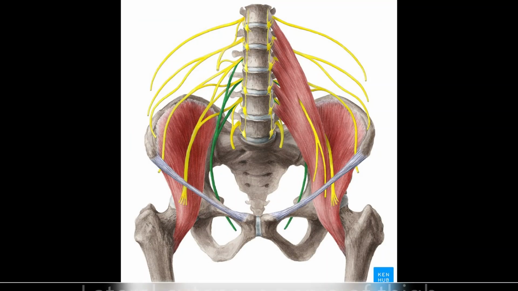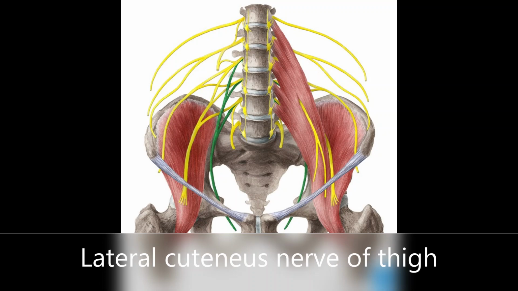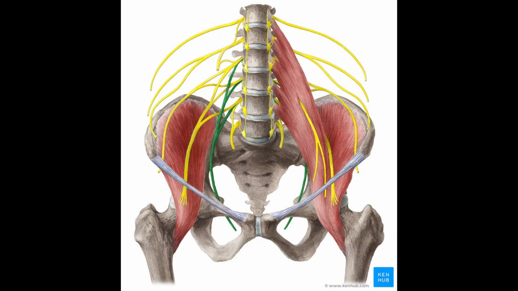Next nerve is the lateral cutaneous nerve of the thigh. The lateral cutaneous nerve of the thigh emerges at the lateral border of the psoas, runs downwards and laterally across the right iliac fossa, over the iliacus, and reaches the anterior superior iliac spine. Here it enters the thigh by passing behind the lateral end of the inguinal ligament.